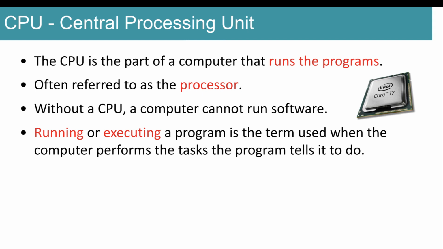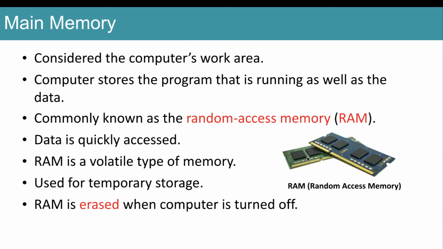So when you start up Word or a game on your computer, it's the CPU that is executing all of the instructions to run that program. The CPU is also referred to as the processor, and without a CPU, a computer cannot run software. Running or executing a program is the term used when the computer performs the tasks the program tells it to do.